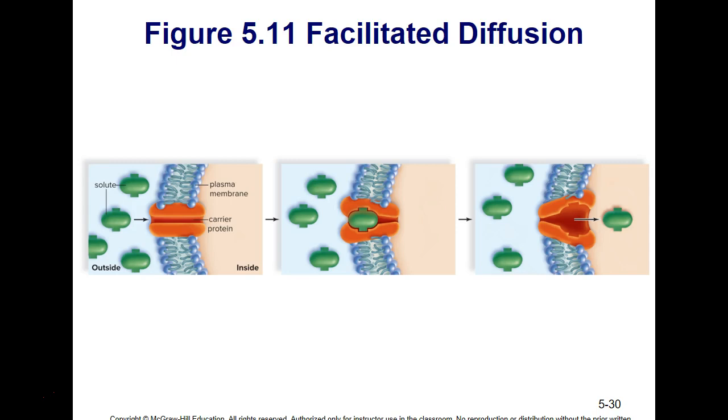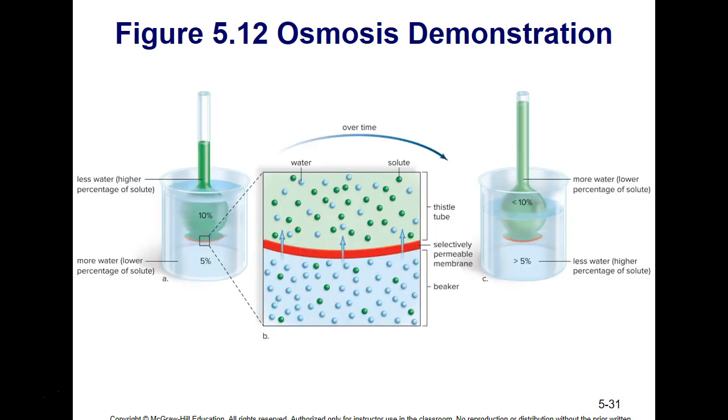Okay, so glucose, which is a sugar, and amino acids, those are the ones that have to go through by facilitated diffusion, which means they're going to need that channel protein or the carrier protein that you see here or in your textbook on page 89.